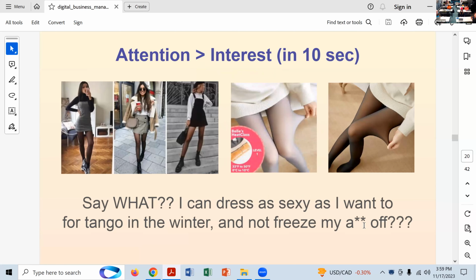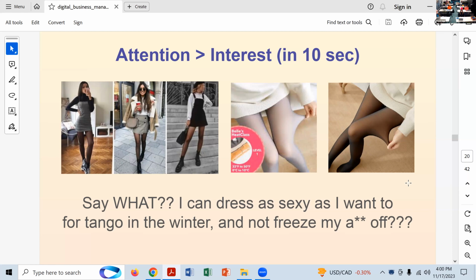Okay, so this is an ad that caught my attention yesterday. Went from attention to interest in less than 10 seconds. And these are basically the images, including particularly Bell's heat class level 1, 32 degrees to 50 degrees. And they have another one that goes to colder. I looked at this immediately. I'm thinking, oh, tango accessory, because I like to dance tango. Haven't danced in a while, but I like to dance tango. And that's a nice tango accessory. Wait a minute, what? I can dress as sexy as I want to for tango in the winter and not freeze my rear end off. They got that message across to me very, very quickly, right from attention to interest. So it can happen very fast.